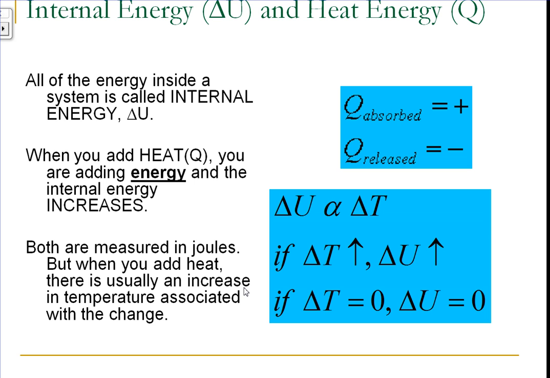So let's talk about internal energy. The internal energy is the sum of all of the energies of your system, and we're going to label that delta U. While heat is Q. This is from the Q equals m c delta T that you learned in chemistry. Now, if the temperature increases, the change in internal energy increases. If the temperature change is zero, then you have no change in internal energy.